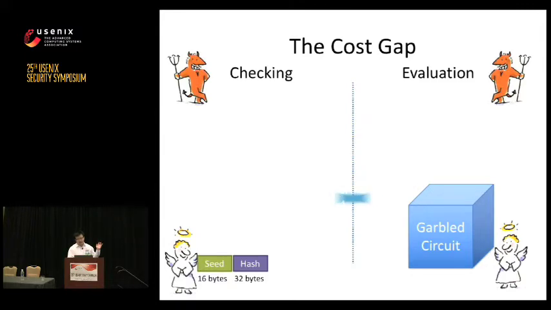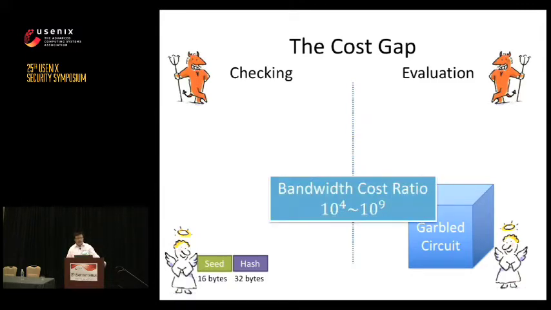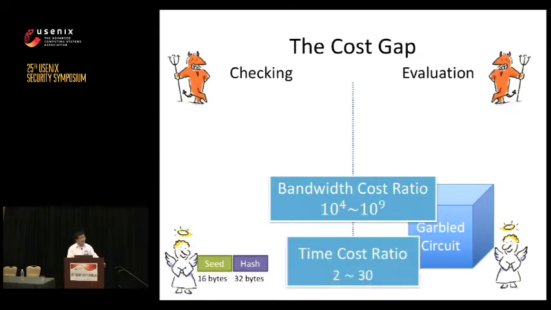If we take an application circuit of size one megabyte, then the bandwidth cost ratio between evaluating and checking will be 1,000,000 bytes over 48 bytes, which is a factor of more than 2,000. Even if we consider the cost in terms of running time, the cost ratio is still significant. Our experience shows that this cost ratio could be from 2 to 30 in different network conditions.